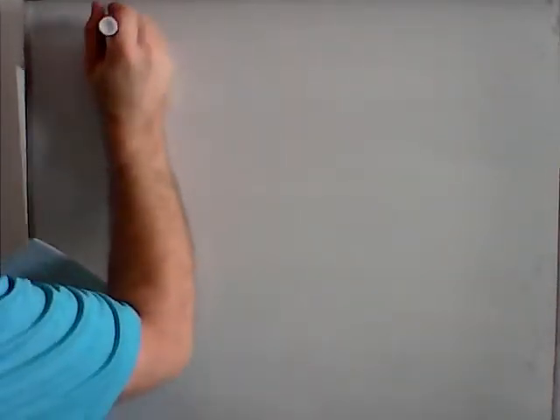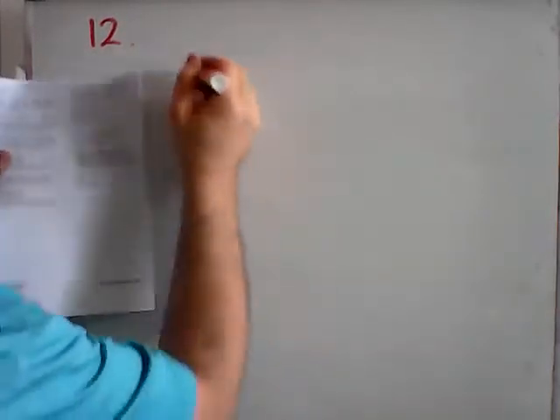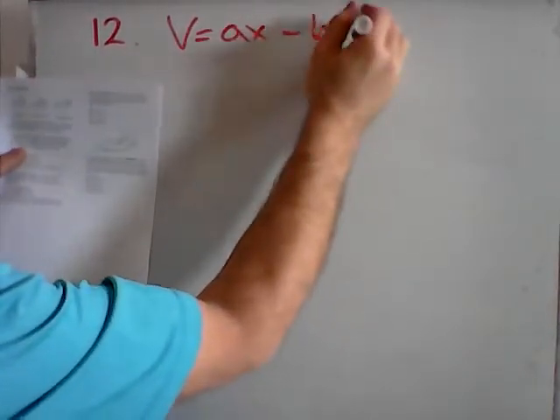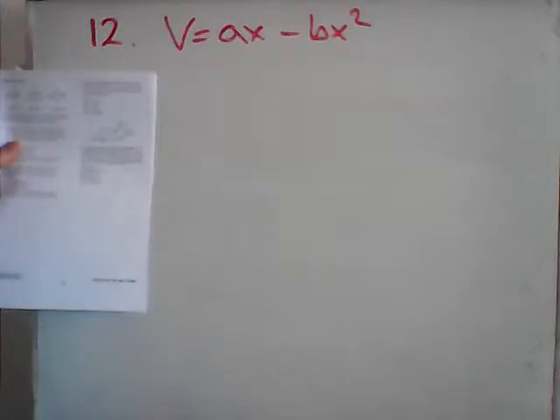So here we go. All right, keep going. So let's take a look. Now, question 12. Question 12 says, the electric potential along an x-axis is given by the expression V is equal to AX minus BX squared, where A and B are constants. At what point on the x-axis is the electric field 0?